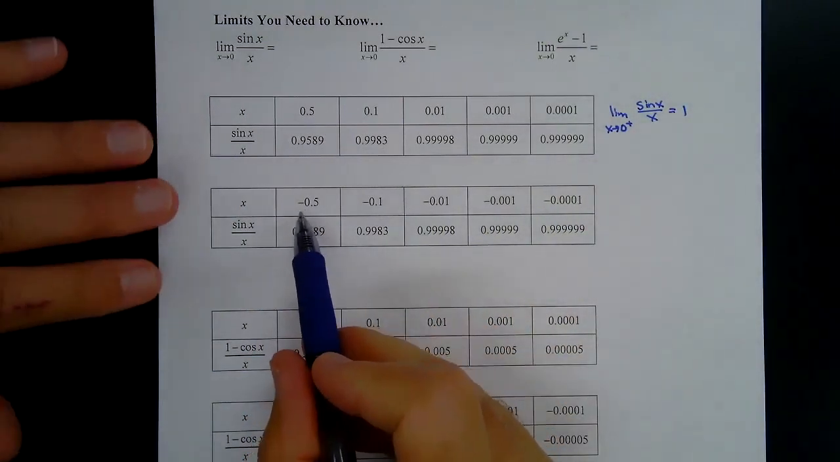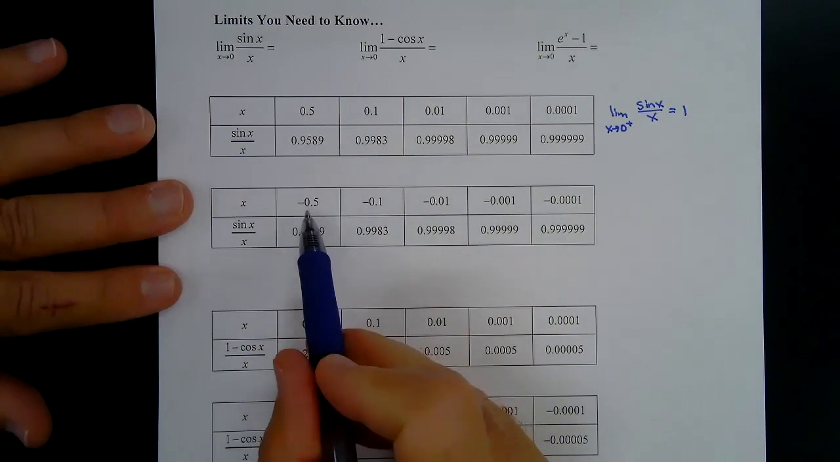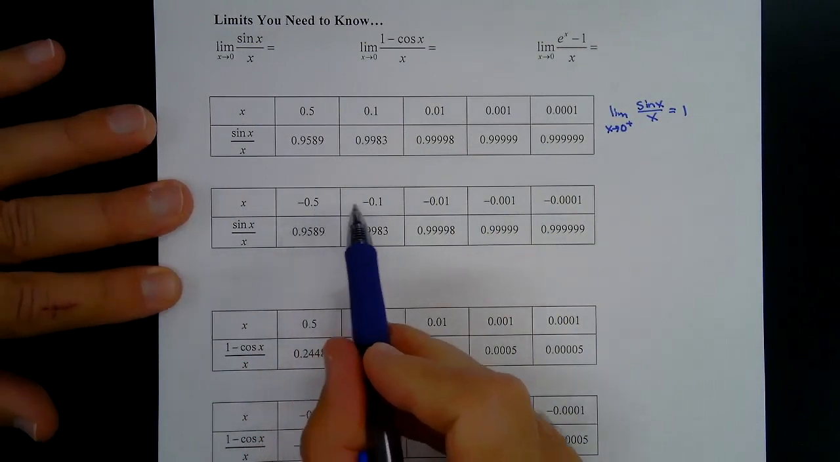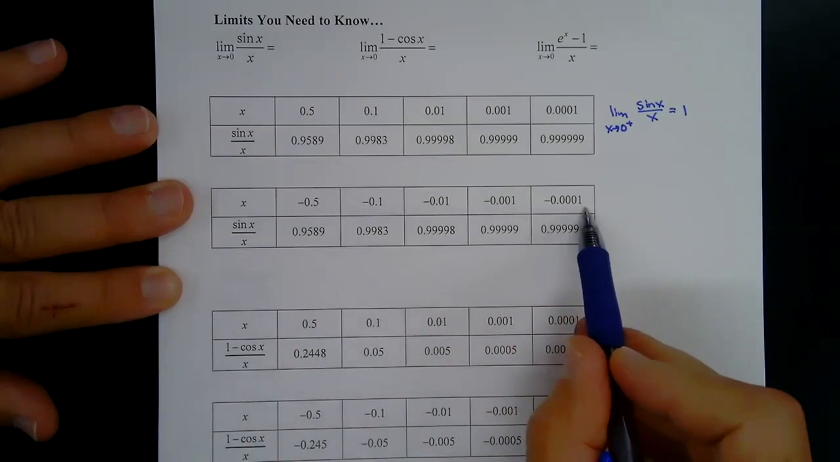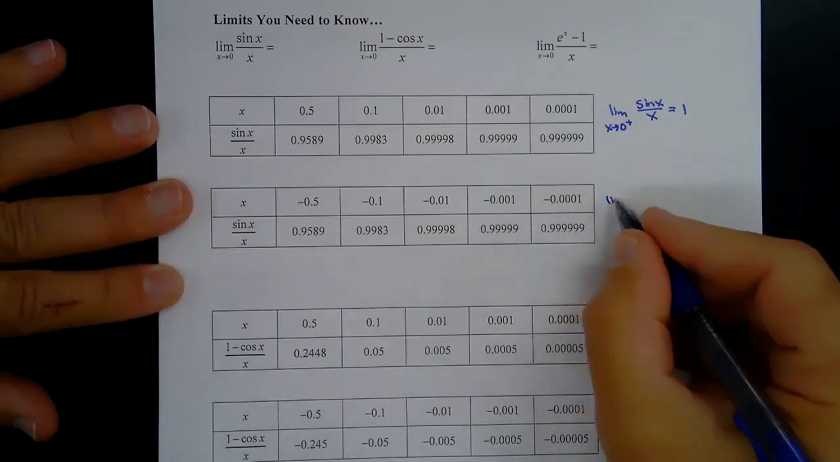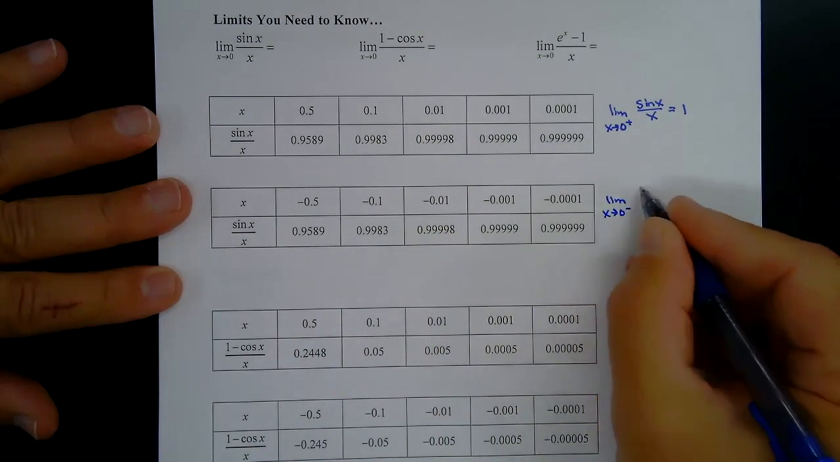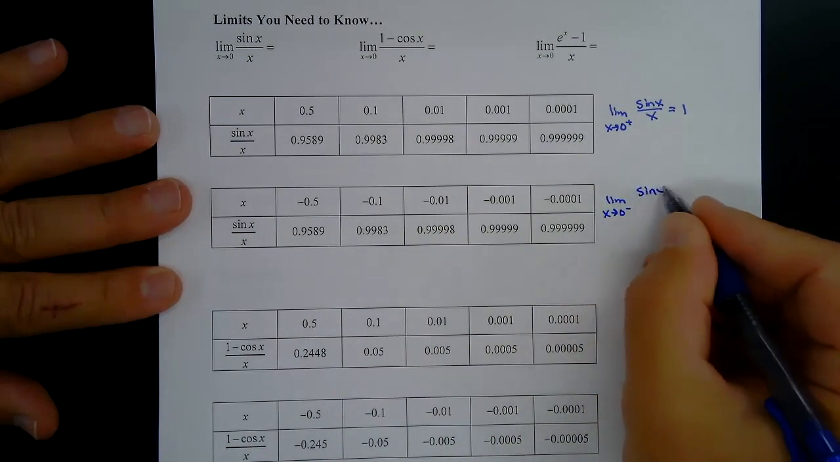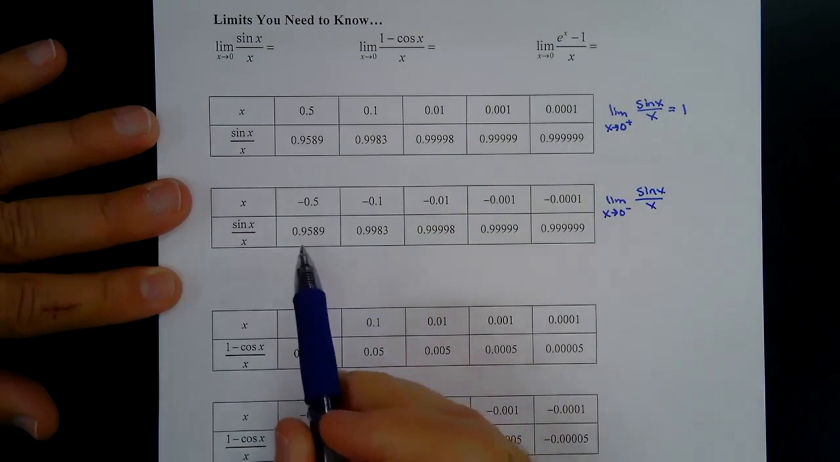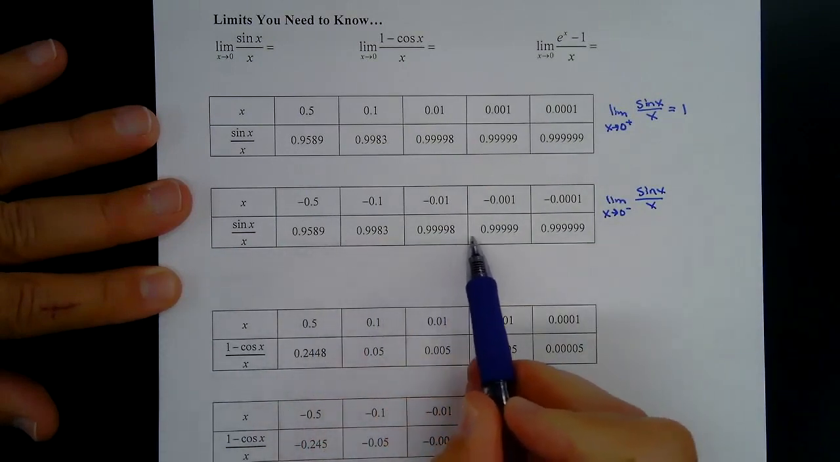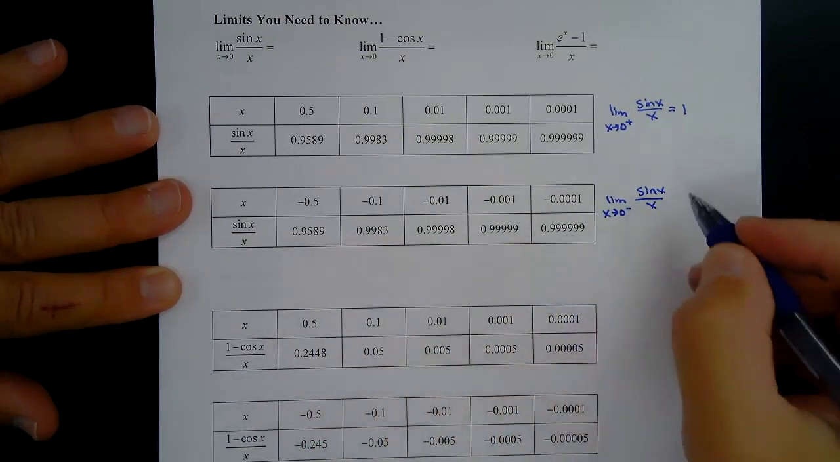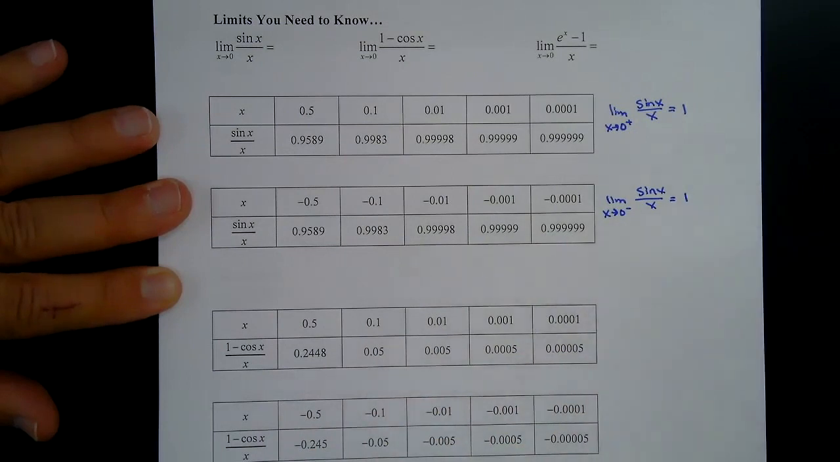And if you look, this is the same thing, but we're approaching 0 from the left of 0, right? Because all these x values are negative. So this one is the limit as x approaches 0 from the left of sine of x over x. And if we look at what's happening, that one's also getting closer and closer to the value of 1, okay?